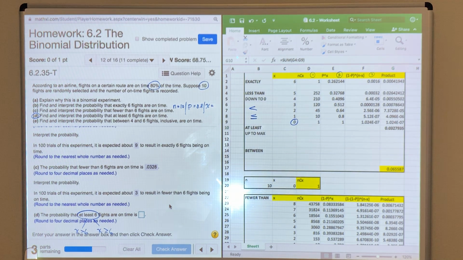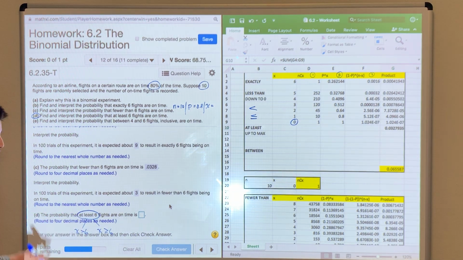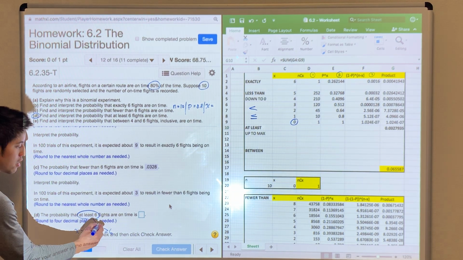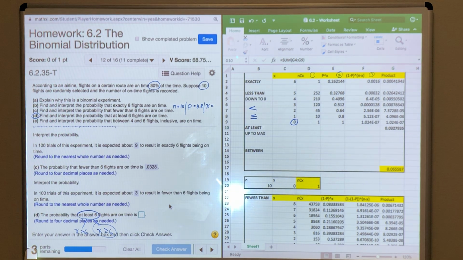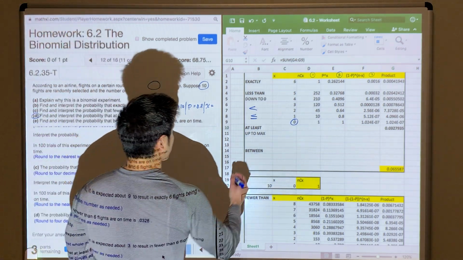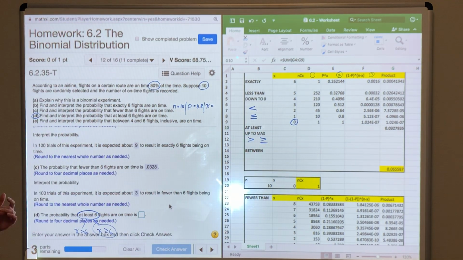The probability that at least 6 flights are on time. Well, that means that you get to have the 6, at least 6. The minimum is 6. This is what you're driving at. That's the inequality that you would derive from that. So in the at least scenario, you're looking at a greater than or equal to, depending on the language that's being used.